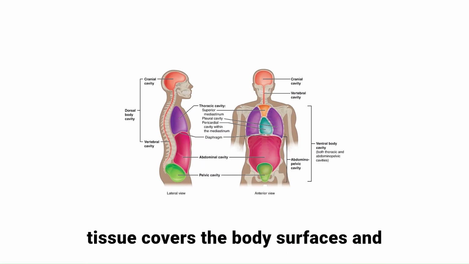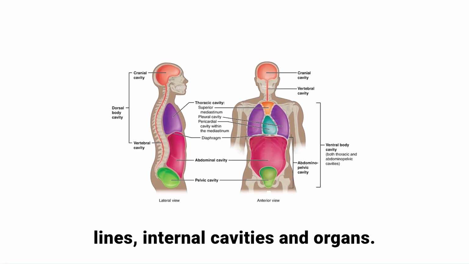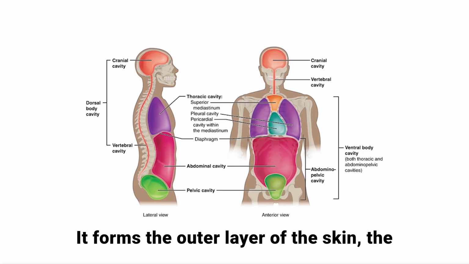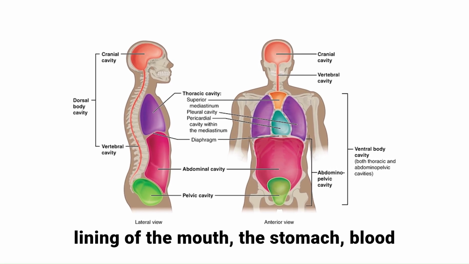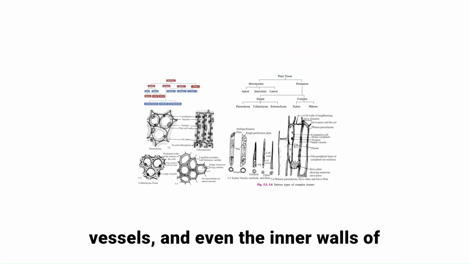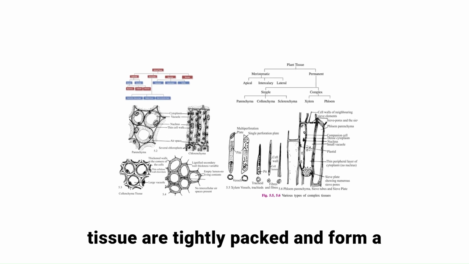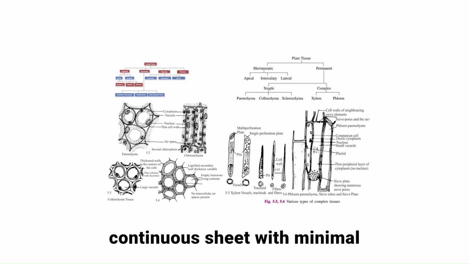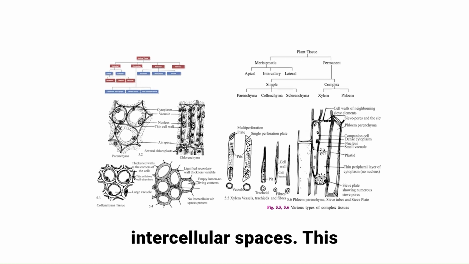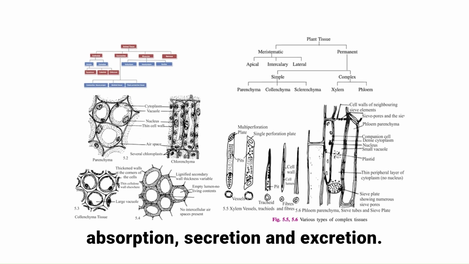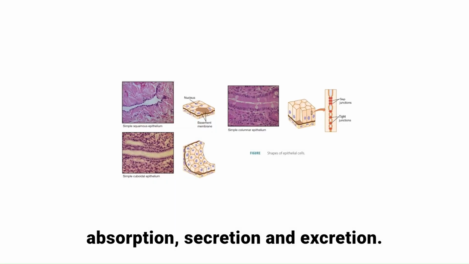organ systems. Epithelial tissue covers the body surfaces and lines internal cavities and organs. It forms the outer layer of the skin, the lining of the mouth, the stomach, blood vessels, and even the inner walls of glands. The cells in epithelial tissue are tightly packed and form a continuous sheet with minimal intercellular spaces. This tissue is mainly involved in protection, absorption, secretion, and excretion.